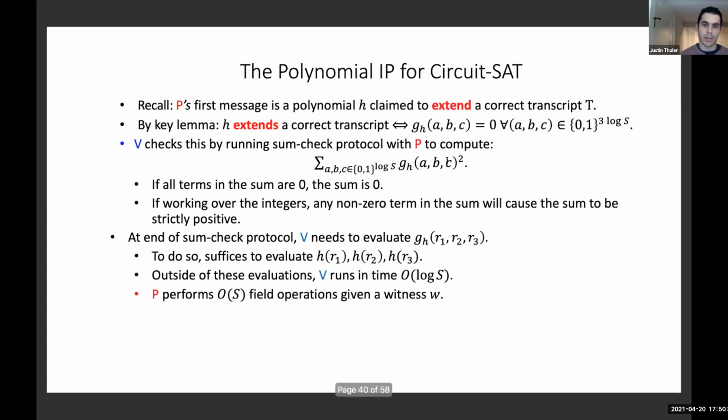So that's the polynomial IP. The verifier just applies the sumcheck protocol to compute this big sum. All the verifier has to do in the sumcheck protocol essentially is evaluate the polynomial being summed at a random point. And I said that to do that, it's enough to evaluate H at 3 random points. So that's really it. The proof length is logarithmic in the circuit size. The verifier's runtime is basically dominated by evaluating H at 3 random points. In the resulting SNARK, that's going to come from the polynomial commitment scheme. And we now know how to implement the prover in time linear in the size of the circuit.